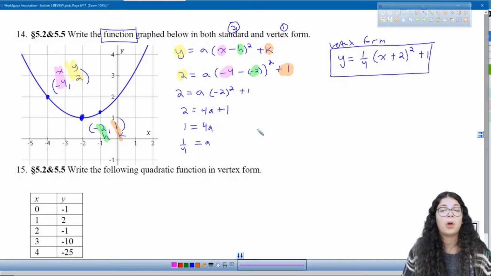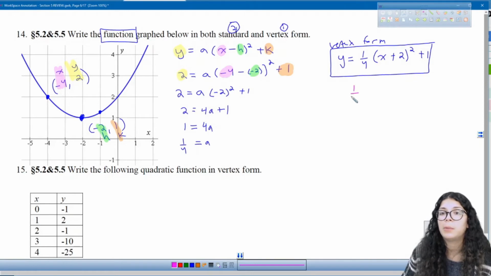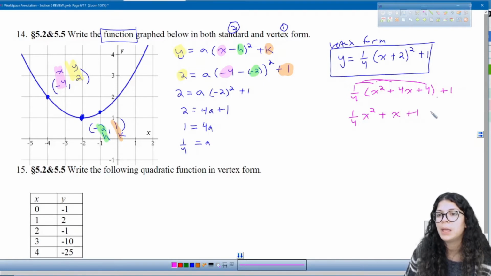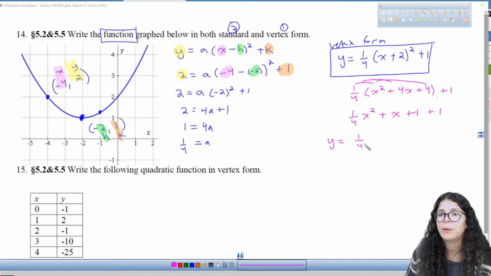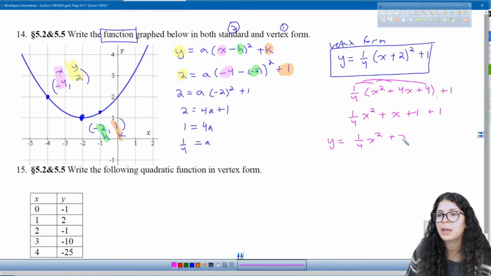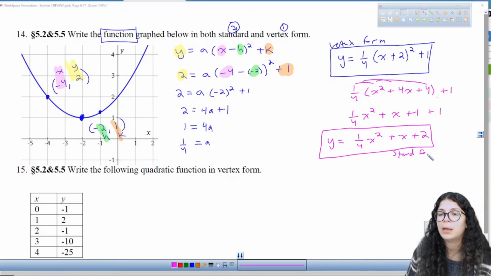To find the standard form, all we've got to do is simplify. So let's go ahead and multiply 2 copies of x plus 2 together, which will give me x squared plus 4x plus 4. Then we can distribute 1/4 to all 3 terms, which would be 1/4 x squared plus 1/4 times 4, which is 1x. 1/4 times 4 is 1. And then bring down the plus 1 over here. So my final standard form would be 1/4 x squared plus x plus 1 plus 1 is 2. So you see how easy that was to simplify.